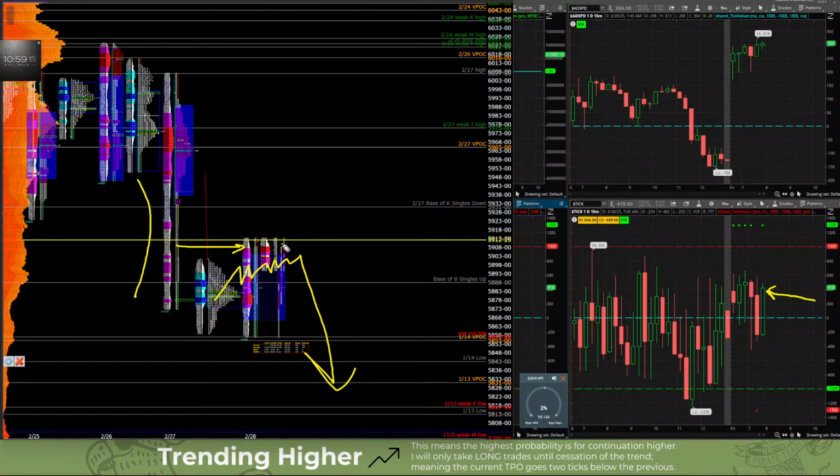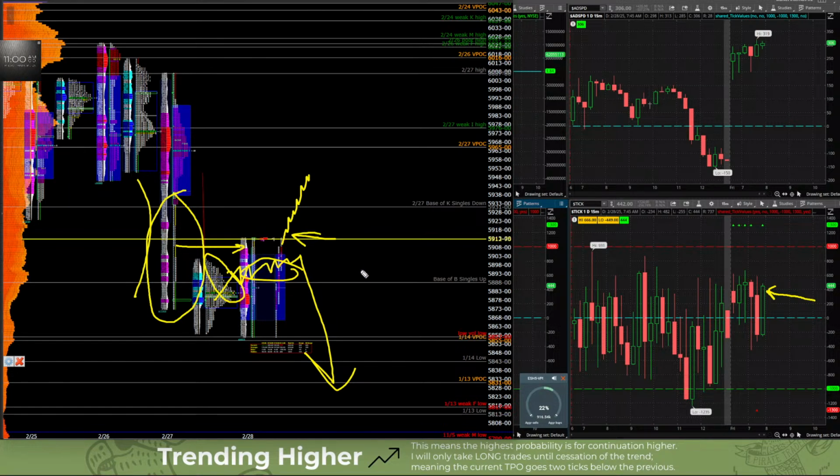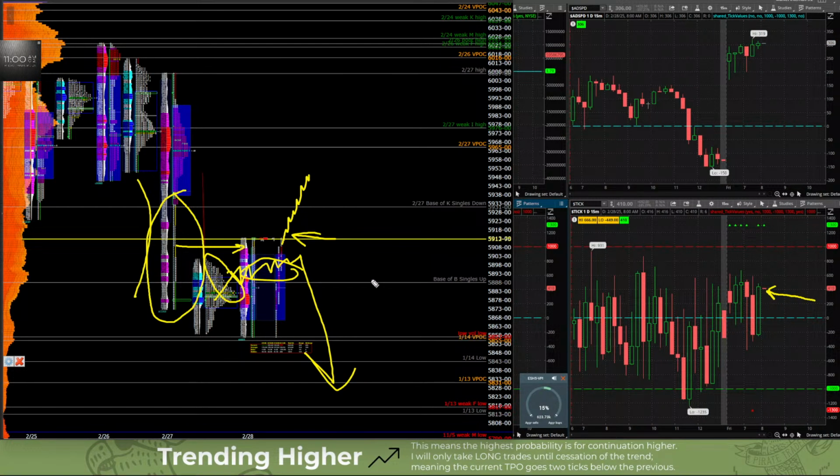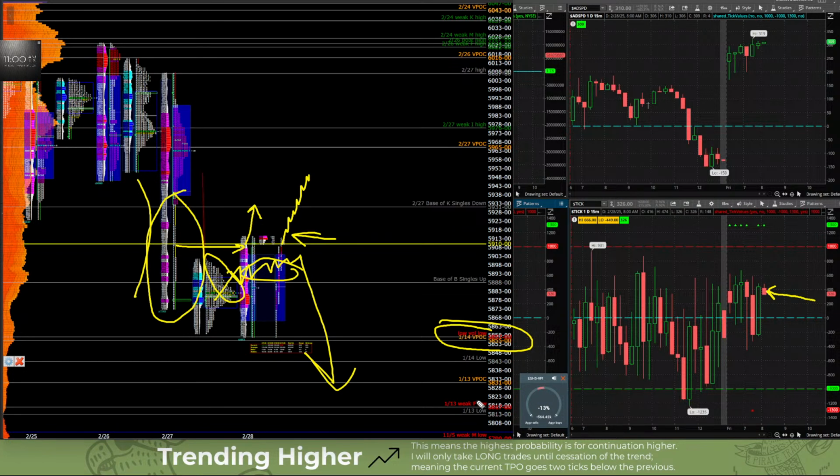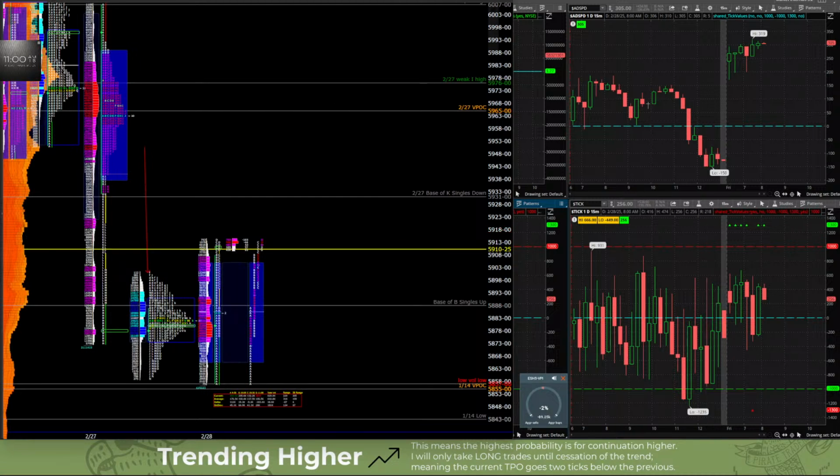Then we cause short covering. We start to cause anyone who went short in the second half of yesterday, in the overnight, so far today, they're now all forced to exit those shorts. Okay? That creates upward momentum. So I am no longer interested in the VPOC at 58.55 as a target. I am now interested in the base of the K single prints down at 59.31 as a target to the upside. What do I need to see?